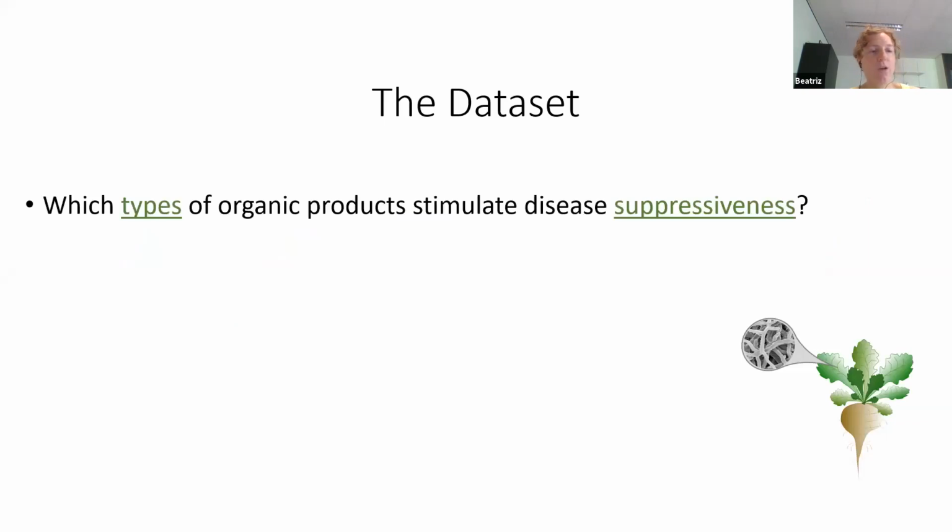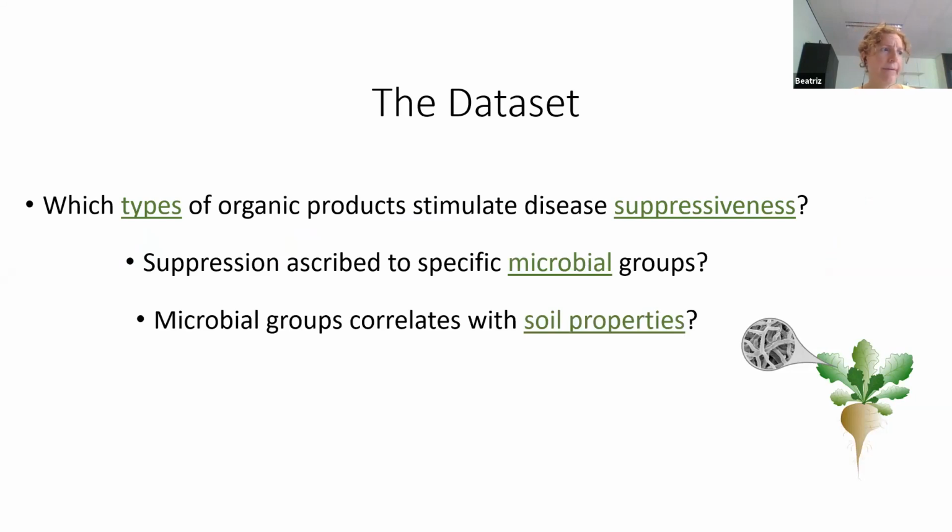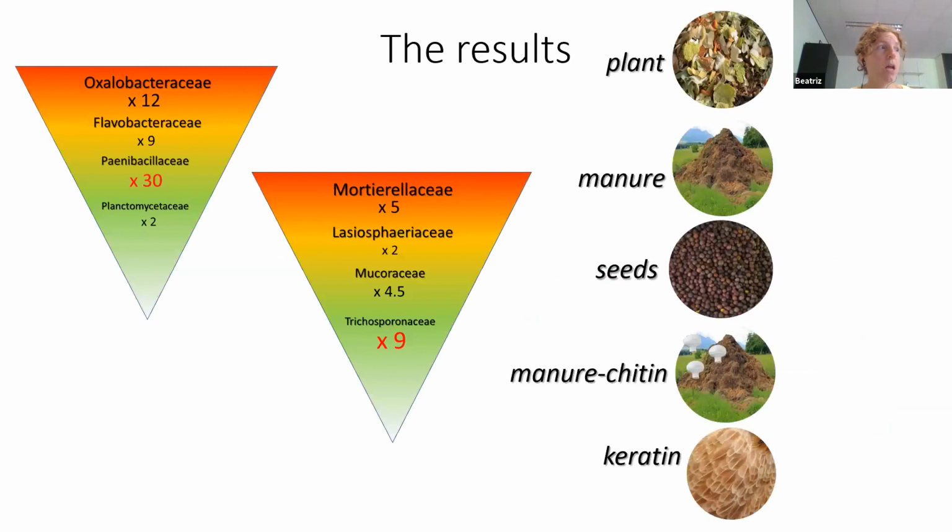And the questions that we had were: what types of organic products stimulate this suppression? Can this suppression be ascribed to specific microbial groups? Do these microbial groups correlate with some specific soil properties? And what we found is mainly that in the end, the manure mixed with chitin, which is the poop and mushrooms, and the keratin-based amendments, which are the ones that come from the feathers, were the best. They were suppressing this disease in those plants.